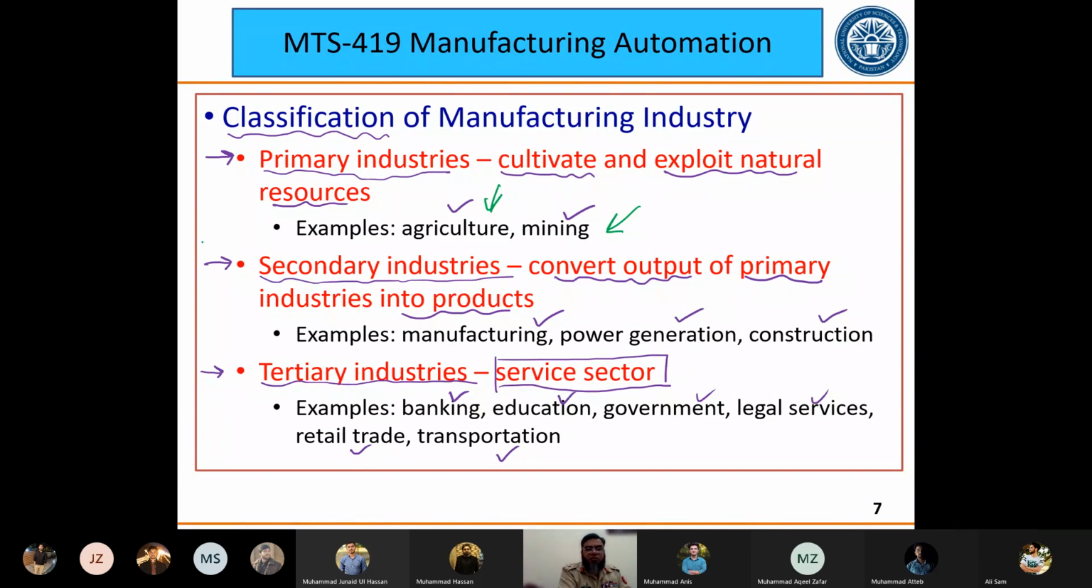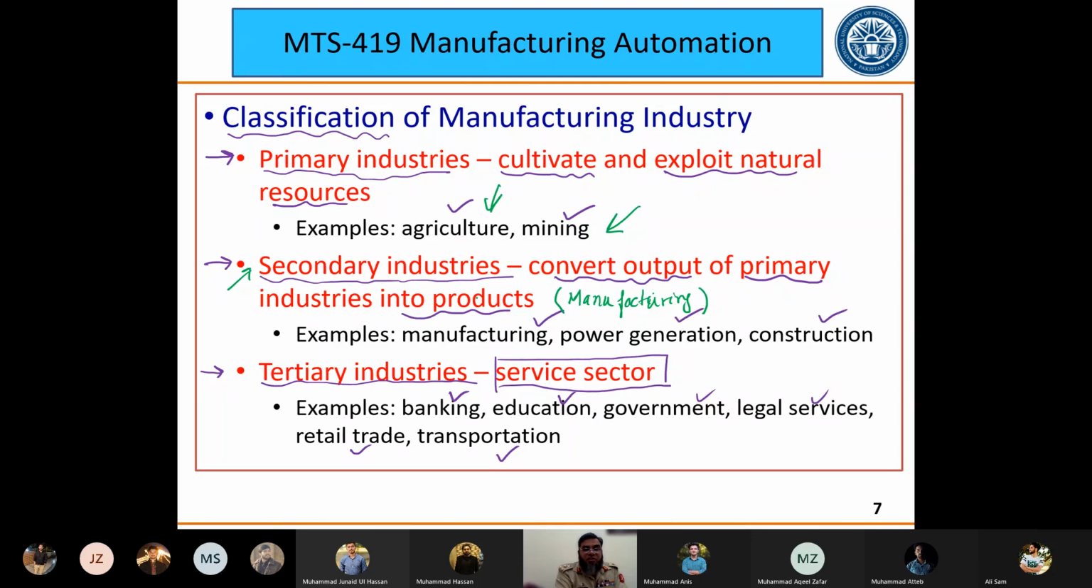And what would be the secondary industries? The secondary industry would be to convert the output of primary industry into products. Actually, the secondary industry is the manufacturing industry. We have defined manufacturing, in which we convert the raw materials into products. So secondary industry is the manufacturing industry, and then there is the tertiary industry, which is the service sector.